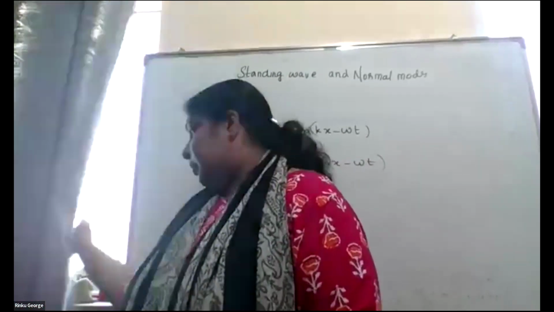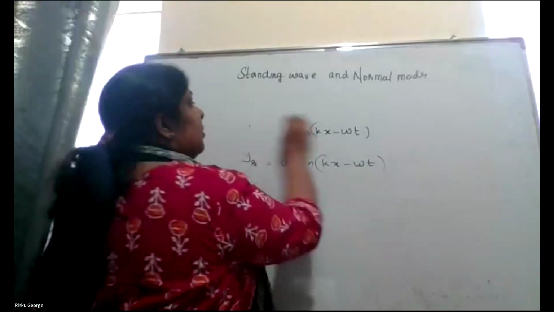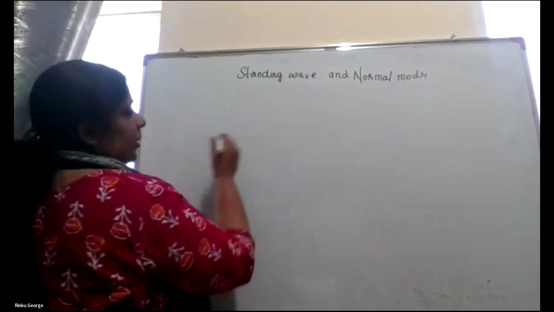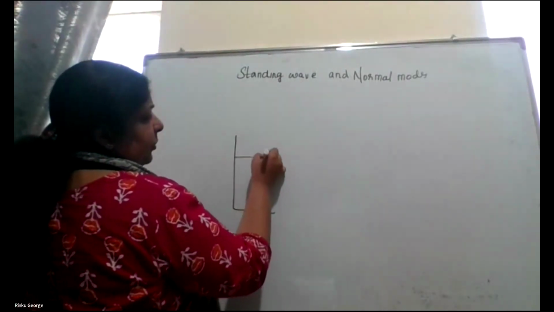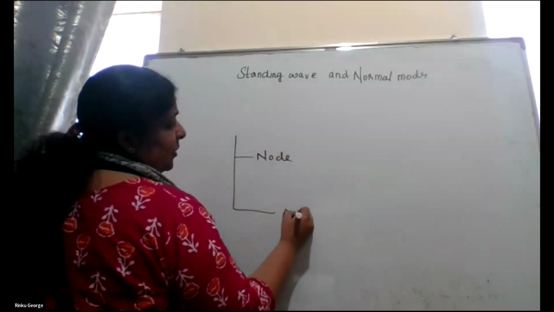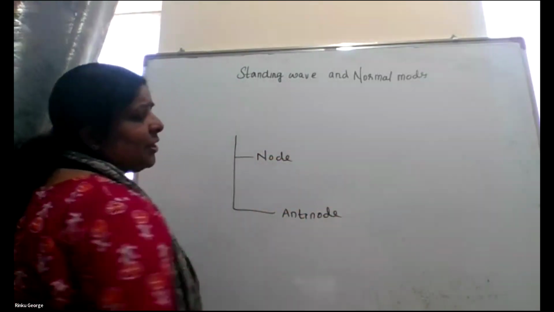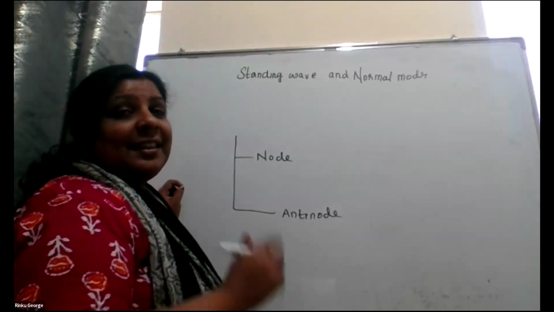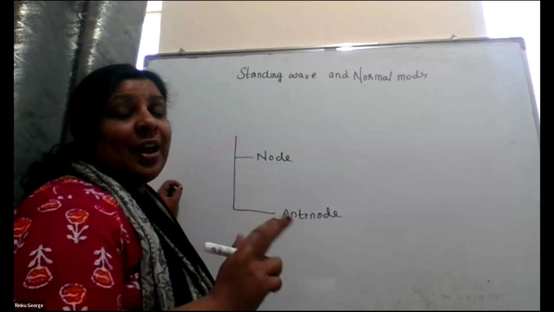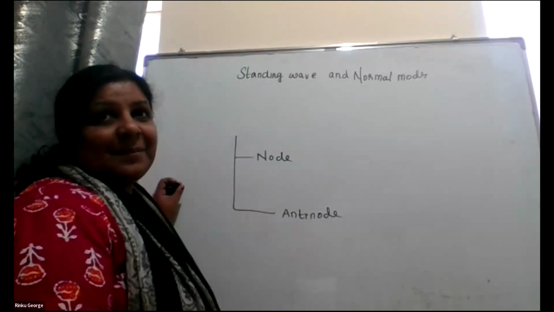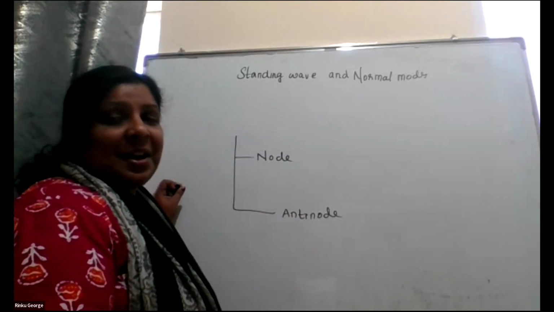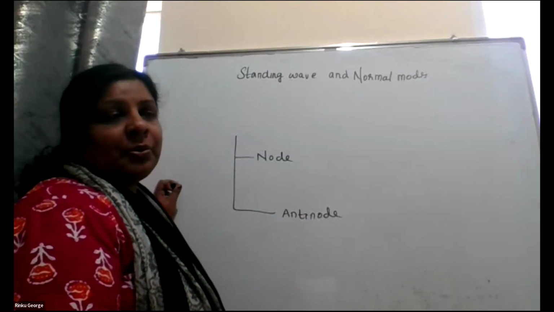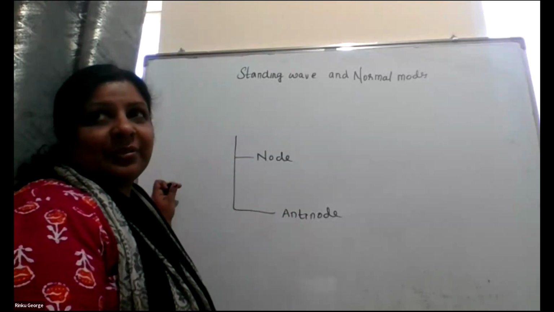Then the next is modes. Normal modes means, in 9th grade you studied two terms: node and antinode. Remember studying? In 9th grade, what is a node and an antinode? The distance between two nodes or between two antinodes is the wavelength. What is node and antinode? Which one is what? The position with maximum amplitude is antinode.